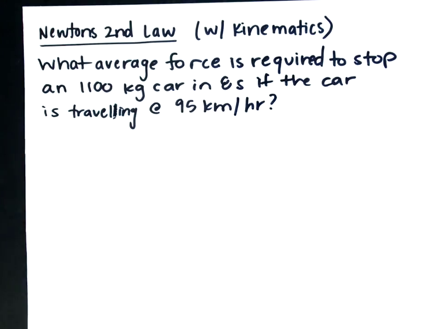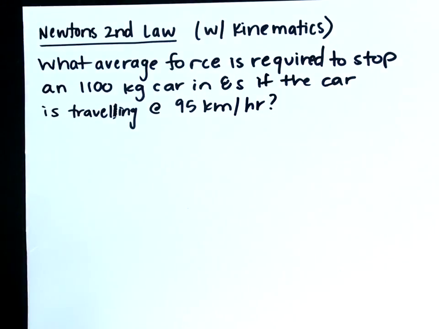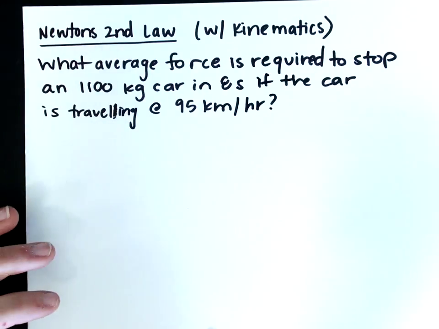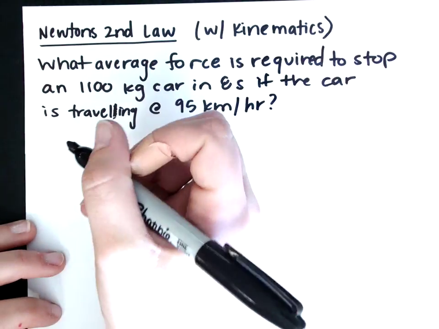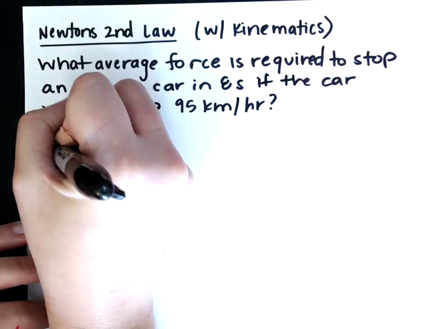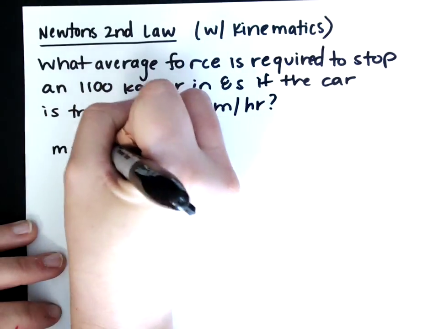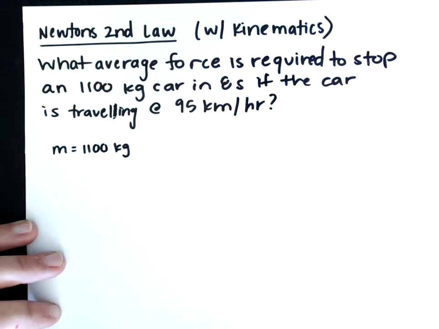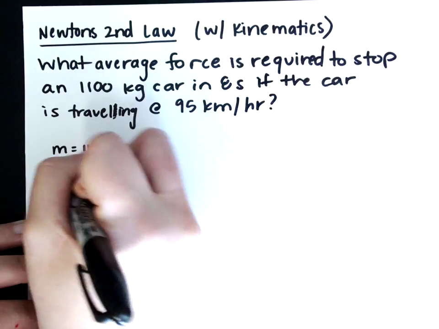Our problem is another Newton's second law problem with kinematics this time. So we want to know what average force is required to stop an 1,100 kilogram car in 8 seconds. So we want to write our givens first. Our givens are m equals 1,100 kilograms. We also know the time is 8 seconds.